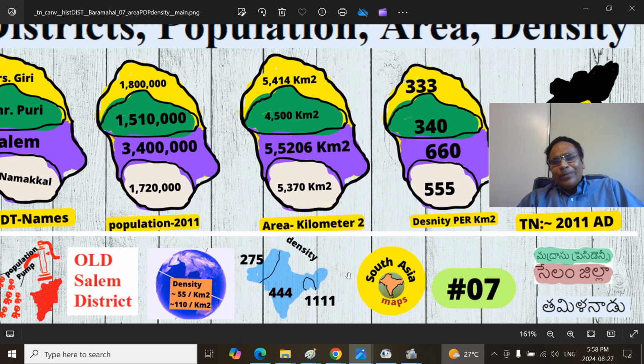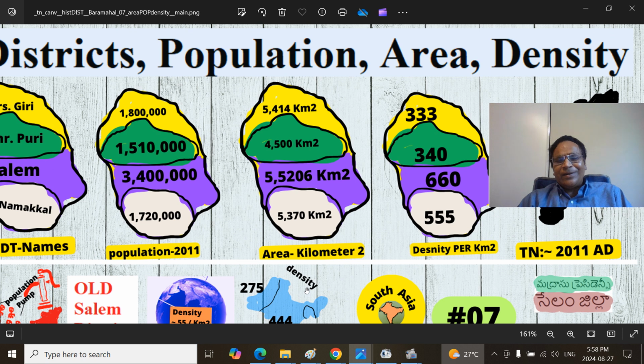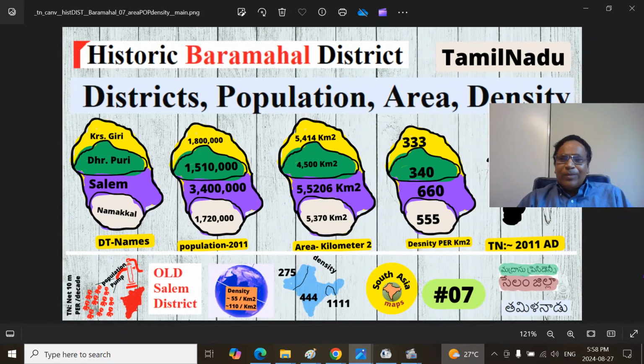Around 2024, India has, easy to remember, 444. You have 111 here 4 times, and 111 here, the actual density of population on the earth. Bangladesh, East Bengal, Purba Bengal, is more than 1,000, and across the Radcliffe line 275, because Balochistan is a much larger area, so it doesn't have many people. So that is about the population pump and everything.